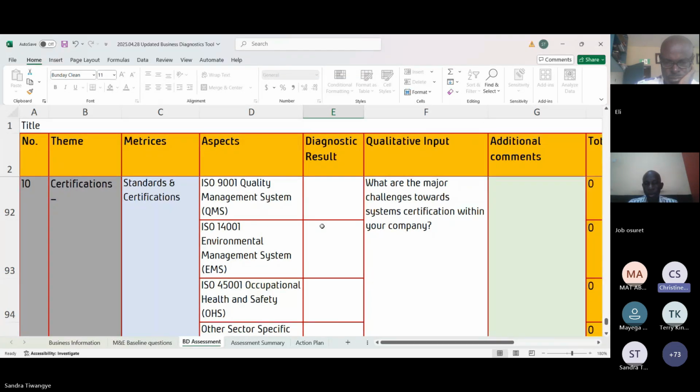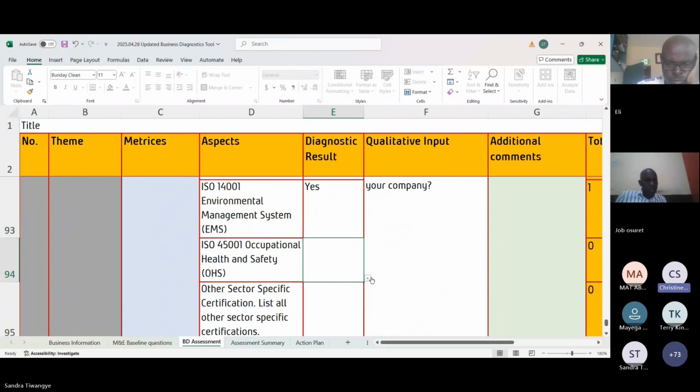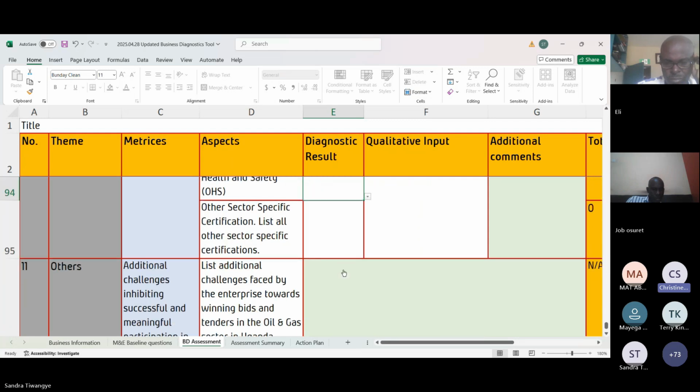Do you have the 9001 for quality management? Do you have the 14,001 for environmental management? Do you have the 45,001 for occupational health and safety? And in addition, do you have anything else, any other sector specific certifications, be it ISO or anything outside ISO? Click yes and do let us know what certifications your company has.